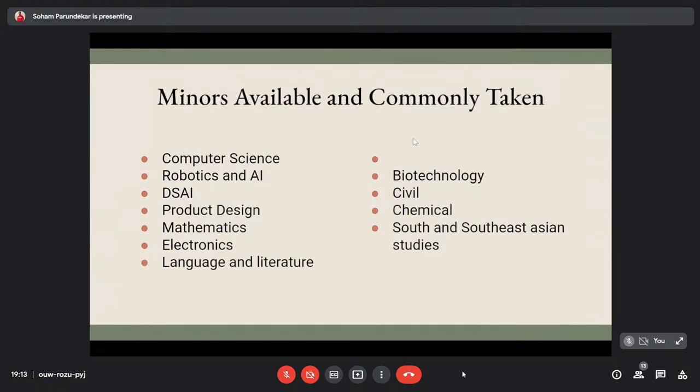So let's talk about minors available and commonly taken. You have computer science, robotics and AI. You have a new minor introduced for your term, which is data science and AI. Then you have product design. You have mathematics, electronics, language and literature, biotechnology, civil, chemical, and Southeast and Southeast Asian studies.